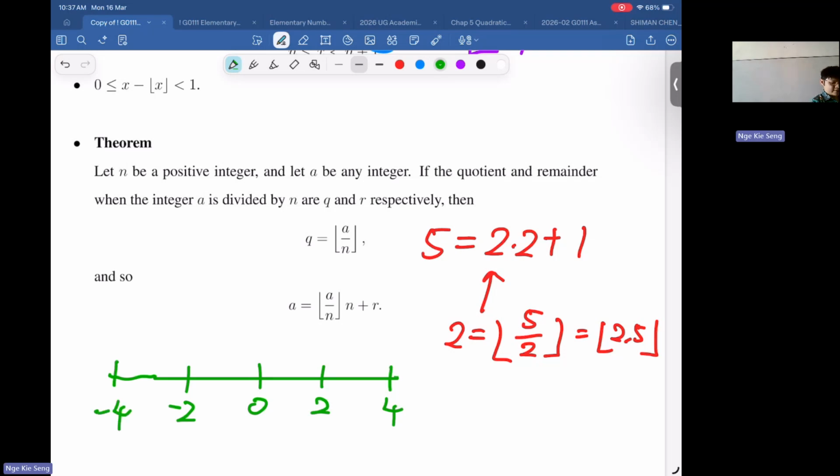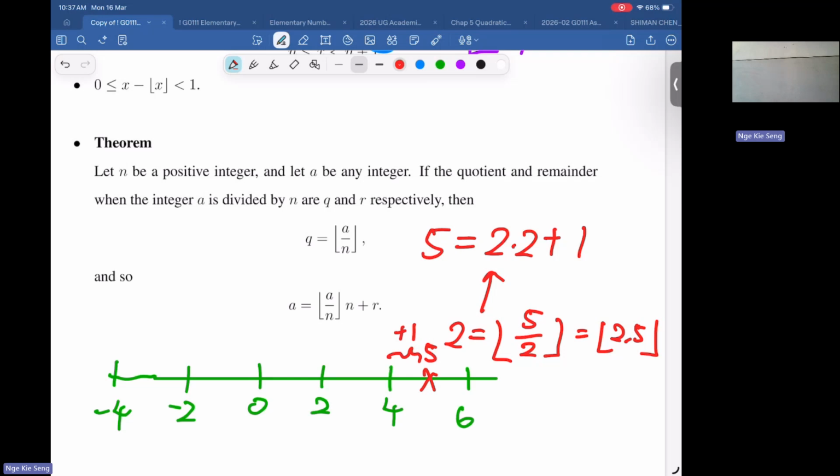Minus 4. And then where is 5? So your 5 is here. And then your plus 1 is this part. Does it make sense? Yeah, so the largest integer is still the largest one. Largest integer.